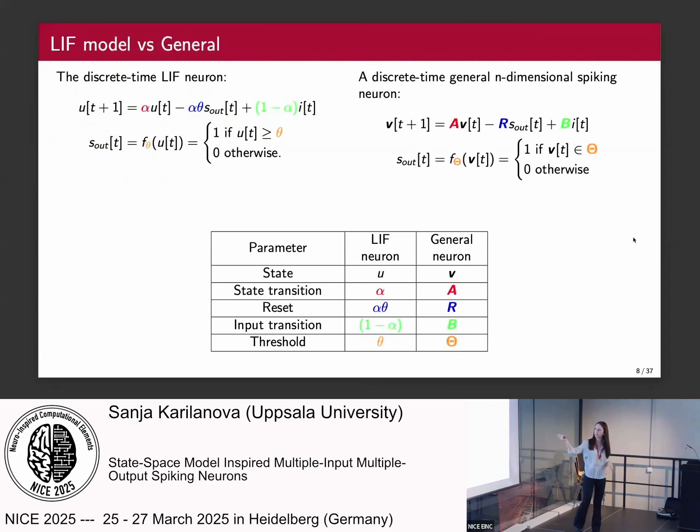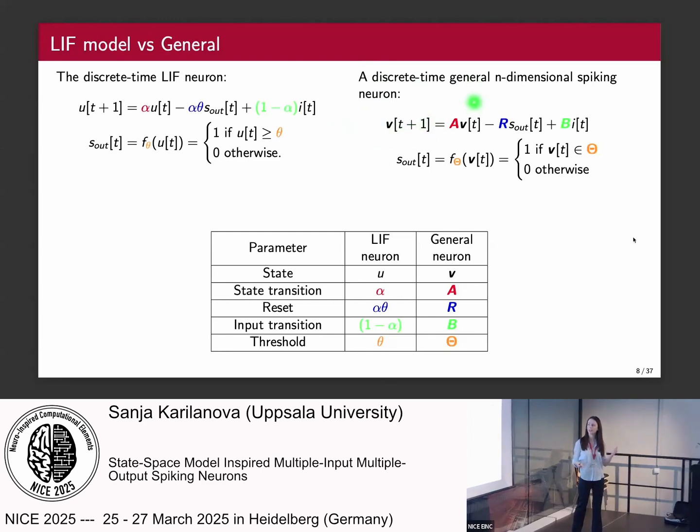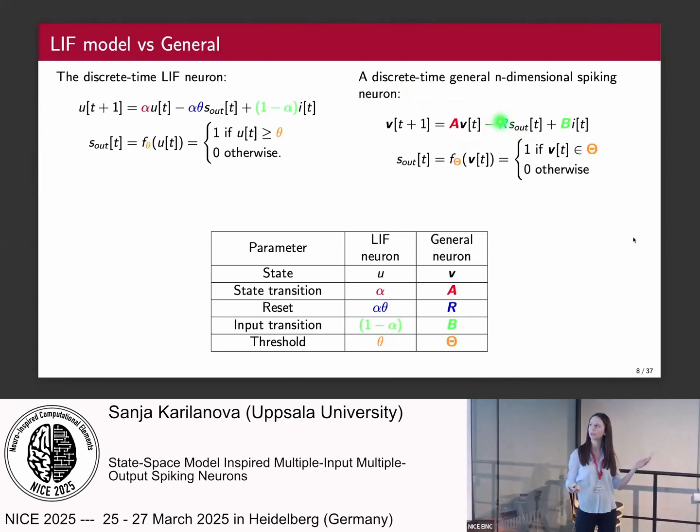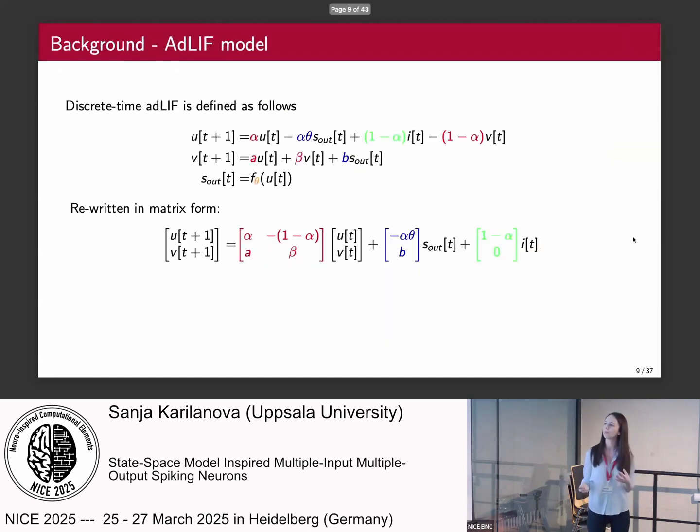On the right-hand side, I have a more general neuron where the state is now an n-dimensional vector, which again has a state transition through A. It parameterizes the output from the previous time step and the input as well. And we can find the output S out based on the state. So there is a direct correspondence between the two, following the colors. And as we can see, the leaky neuron is a special one-dimensional case of the more general neuron on the right-hand side.